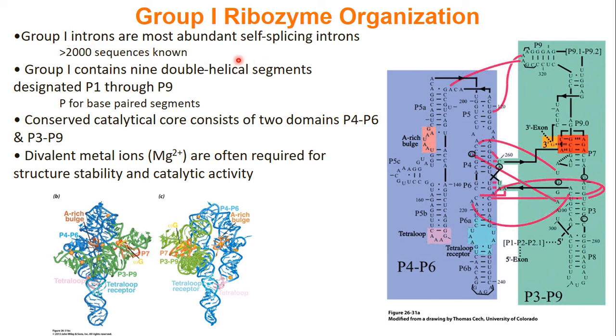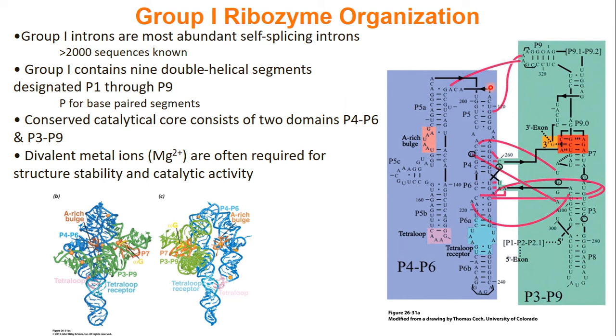Now, typically, group 1s will contain 9 different double helical segments, and we call these P1 through P9. And P just stands for base paired segment. Now, we divide these P's into two major domains that make up the catalytic core. That would be P4 through P6, and P3 and P9. So P4, P6, P3, P9.